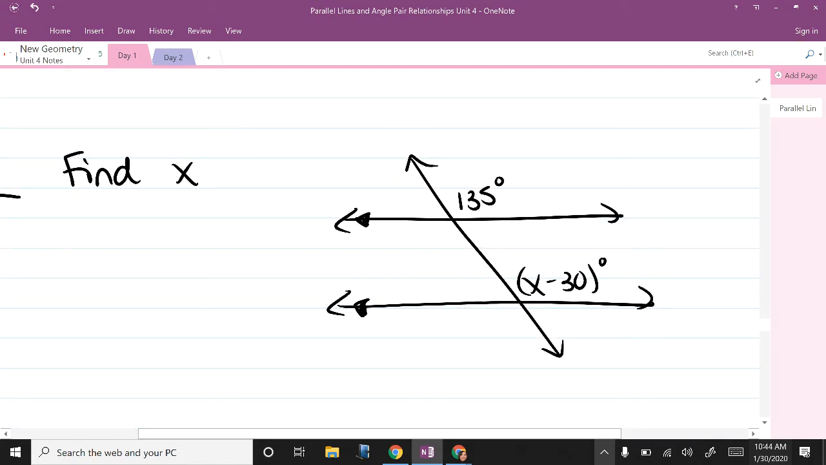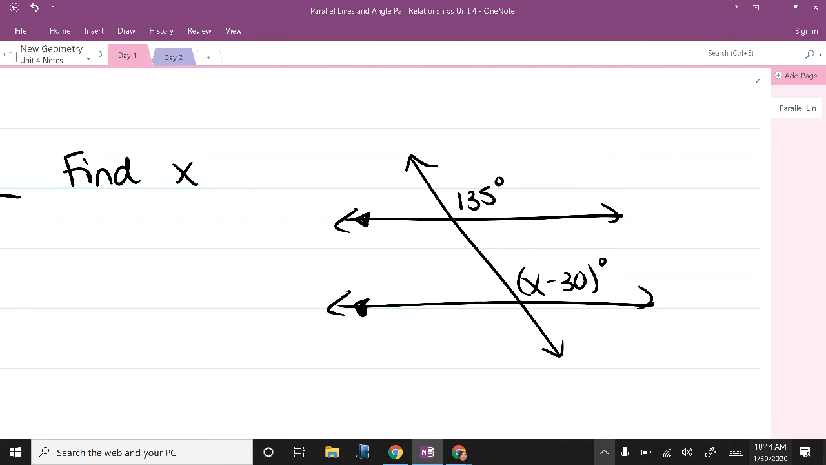Draw that picture, please. We're finding x again. That's all we're doing is finding x. It didn't say to find an angle measure, just find x. And this angle up here is 135 degrees, and this angle down here is x minus 30 degrees.